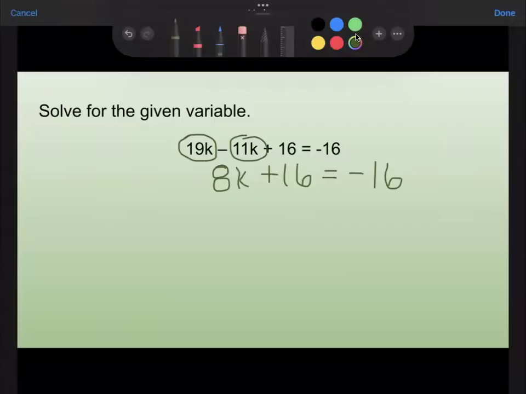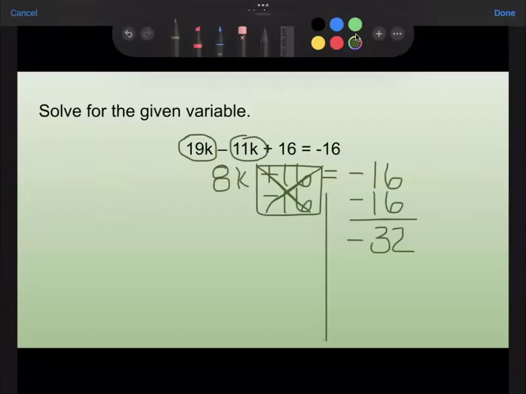Okay, so now my next step is to put that line in between the equal sign and start moving things away from the k. So I'm ready to go ahead and start solving. The opposite of adding 16 would be to subtract 16. So I'm going to subtract 16 from both sides here. That will get this 16 away from the k because that will cancel out to 0. A positive 16 minus 16 is 0. On this side, I have negative 16 minus 16, which equals negative 32. So I'm going to go ahead and write that here. I'm going to bring down the 8k because I haven't done anything with that yet and leave that right here.